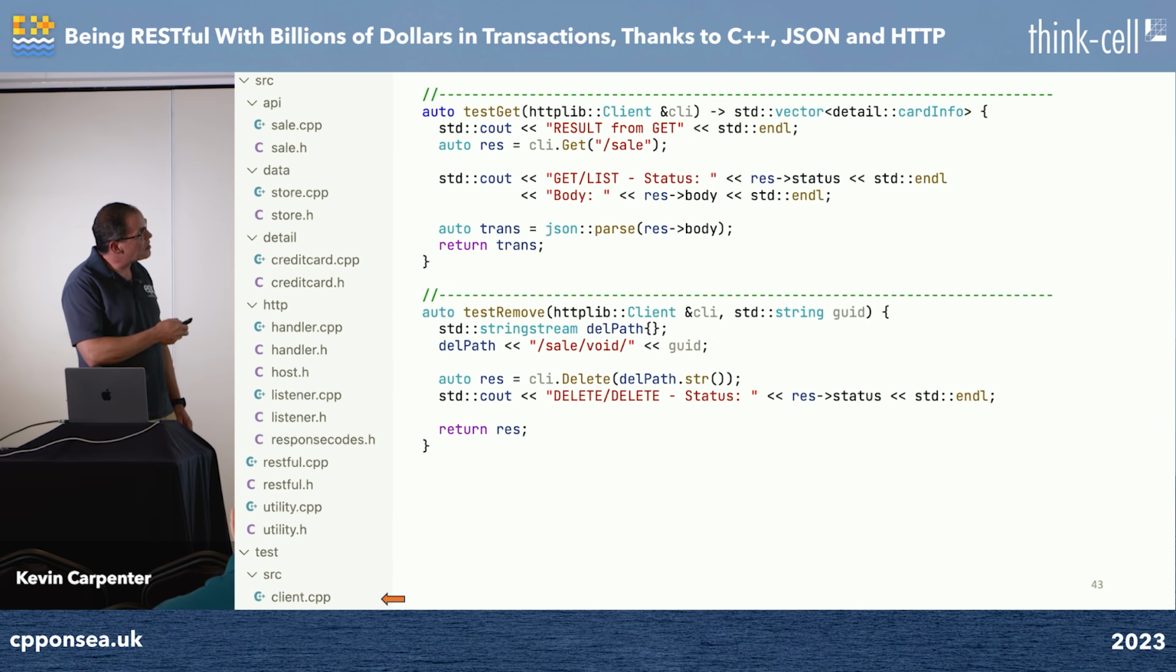So the get is going to do a get on the sale, and it's going to print out a list of our transactions, every transaction that we passed in. Notice there is no payload, it just does a get. The result.body is actually a string, but we're going to parse it into a JSON, and then we'll return that. And then finally, we're going to remove the transactions, doing the same thing where we pass in the URI being sale, void, and whatever the GUID is.